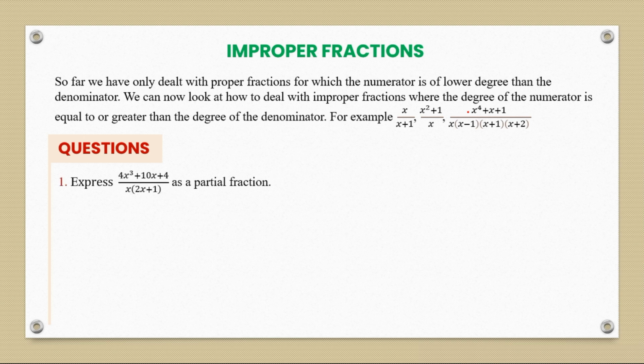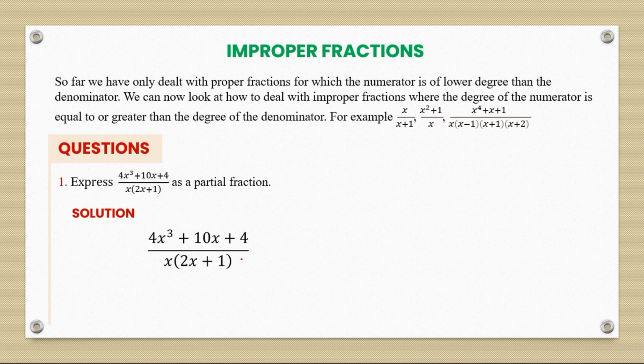We're being told to express 4x cubed plus 10x plus 4 over x into 2x plus 1 as a partial fraction. So let's look at this fraction critically. If you look at the denominator, we have two linear factors. We have the x and then we have the 2x plus 1. This can be considered as two linear fractions.